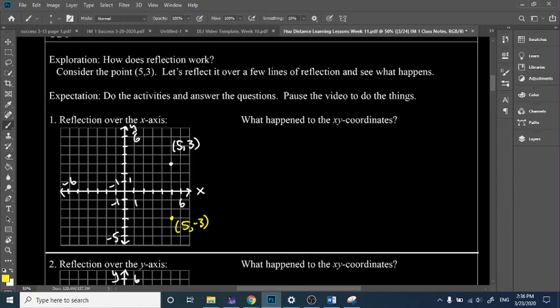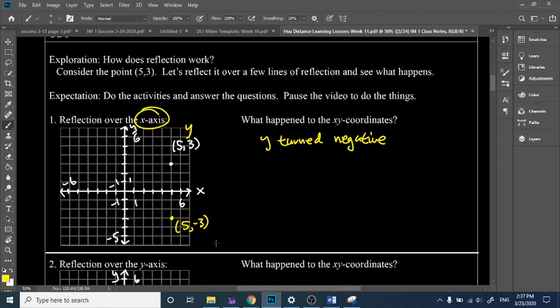So what happened to the xy coordinates? I want you to take a minute, look at that, just describe literally what is the change. I'll give you 3, 2, 1, 0. So the only thing that changes is the y value. So y turned negative. So for reflection over the x-axis, apparently y turns negative.